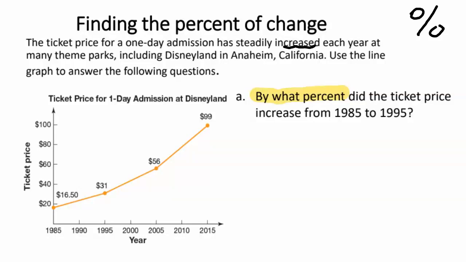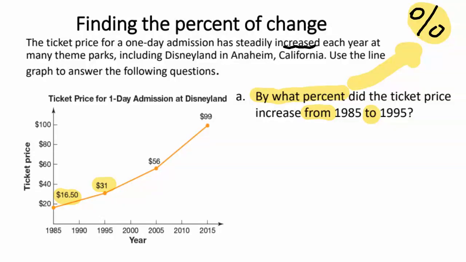That's saying my answer had better be in a percent form. So the decimal has to be converted. But now, you've got to be careful. This has an element of time. We are going from and to. Okay, in 1985, this is the price. In 1995, this is the price.